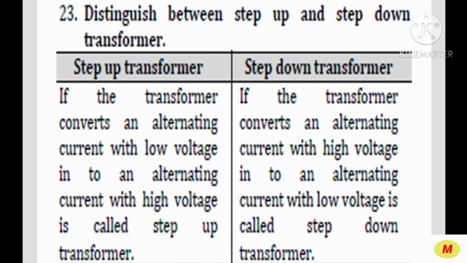Next one is about step down transformer. If the transformer converts an alternating current with high voltage into an alternating current with low voltage, it is called step down transformer.